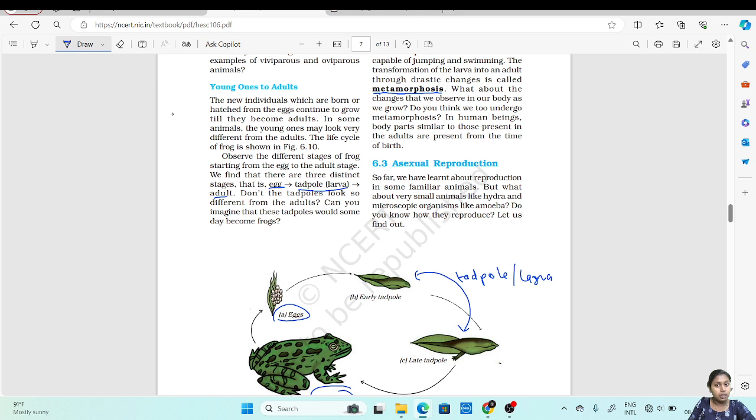What about our body? Do we show metamorphosis? No. Human beings' body parts are similar to those present in the adults. Our parents have hands and legs, they can jump and run, and we can also jump. So human beings don't show any metamorphosis.